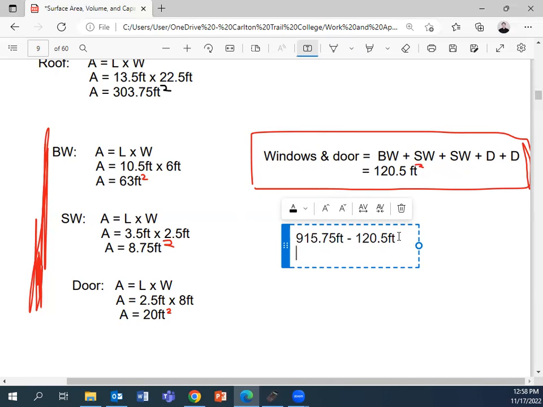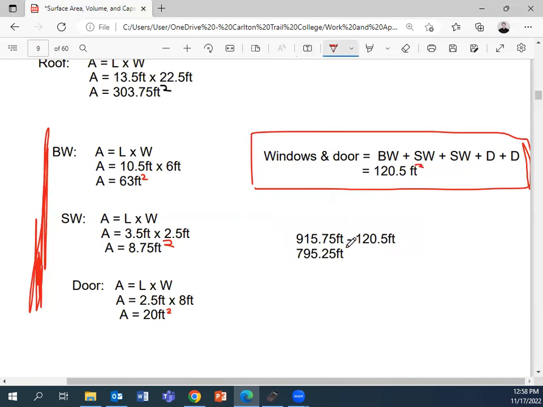That gives me 795.25 feet squared. Am I done? I'll give you a second to catch up. Then I'll ask. You should know by now it's a trick question. We're never done.